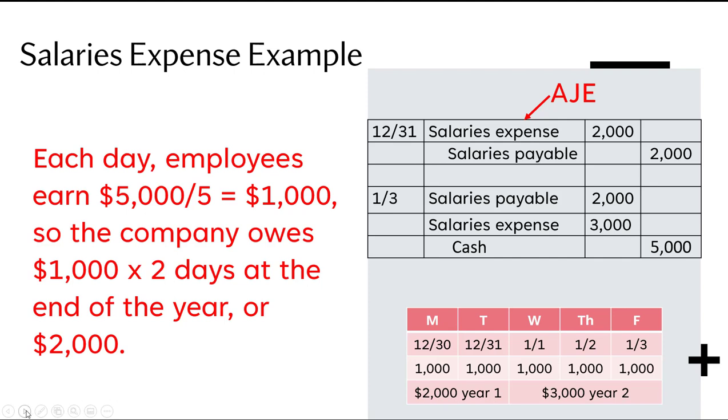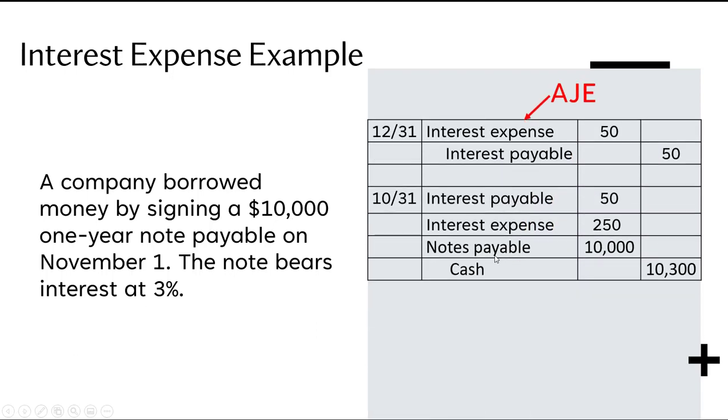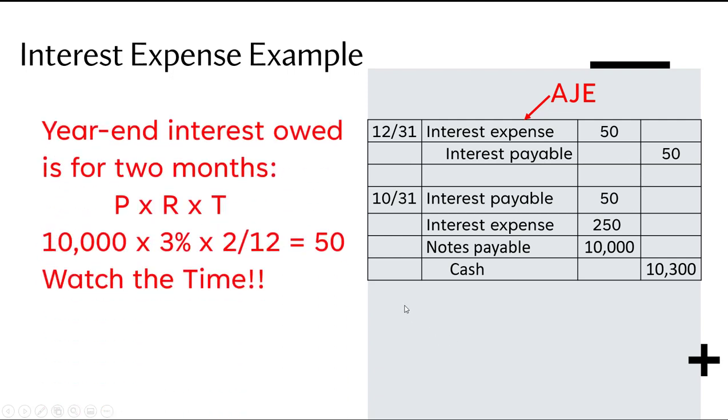All right, now let's take a look at another expense. Let's look at interest expense because many companies have interest expense, right? If you have any kind of a loan, you're going to have interest expense. Okay, so a company borrowed money by signing a $10,000 one-year note payable on November 1st. The note bears interest at 3%. Remember dates and rates. November 1st, 3%, we borrowed $10,000. Okay, so what is happening? At the end of the year, remember debit expense, credit payable, we owe $50.